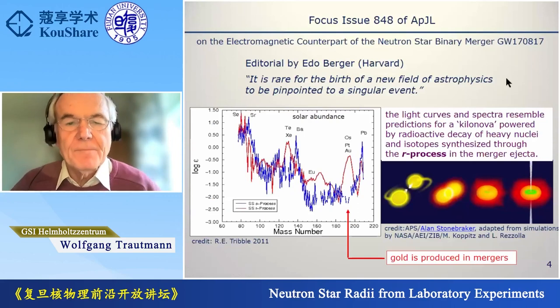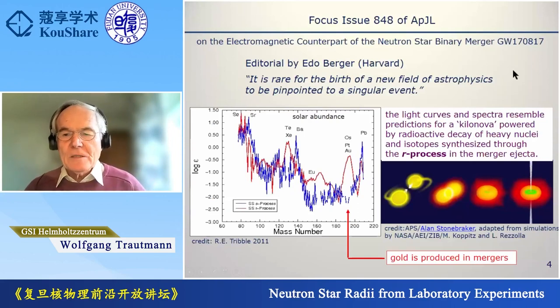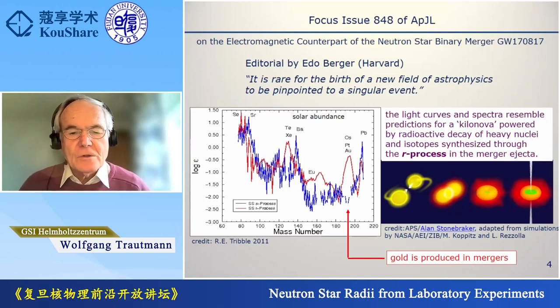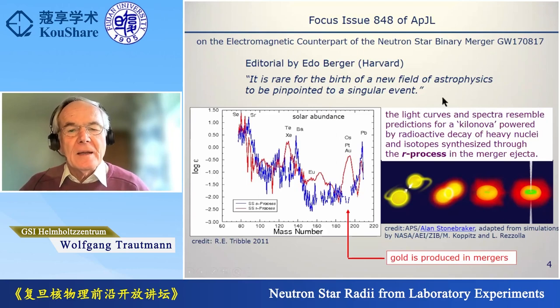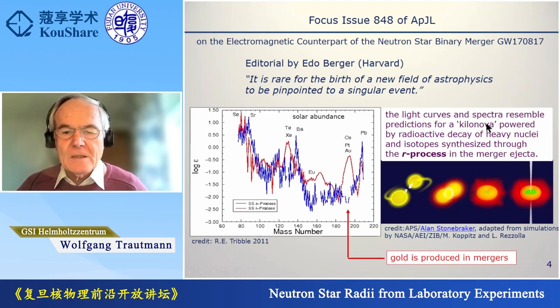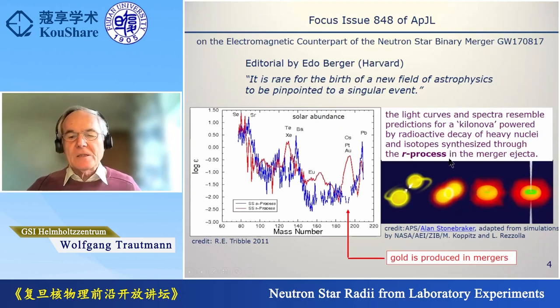Yeah, sorry. So much information came from the aftermath of the neutron star merger that Astrophysical Journal Letters came up with a focus issue. And there we can read that the light curves and spectra resemble predictions for a kilonova powered by radioactive decay of heavy nuclei and isotopes synthesized through the R process in the merger ejecta.